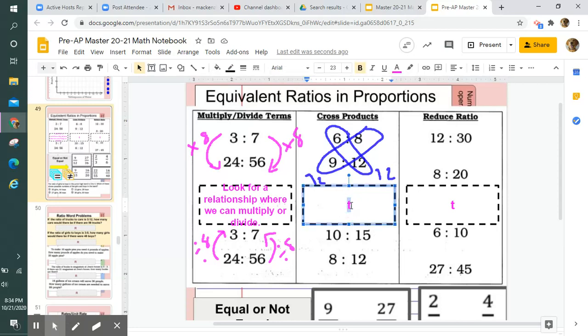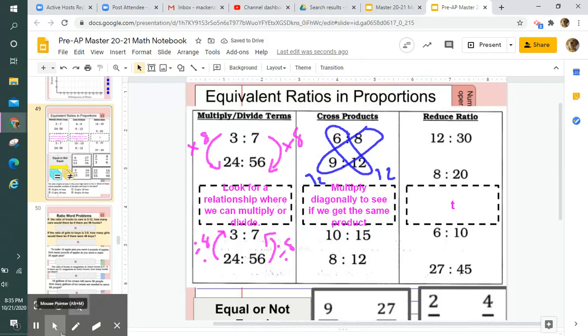So what we do is we multiply cross or diagonally to see if we get the same product. And if we do, then we know that they are equivalent. If we try the one at the bottom here, we're going to do the same thing.